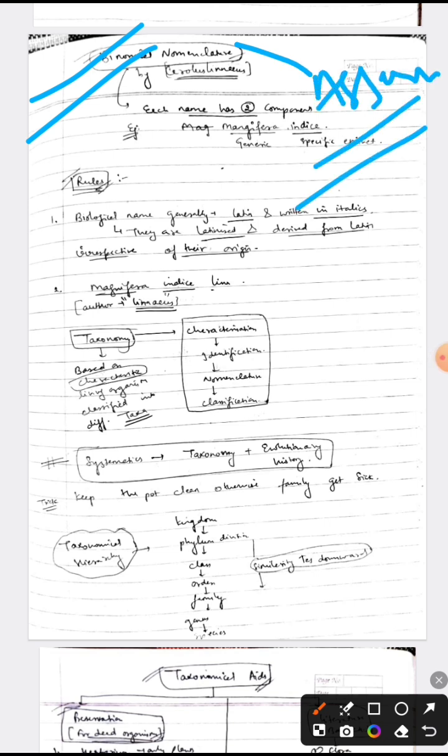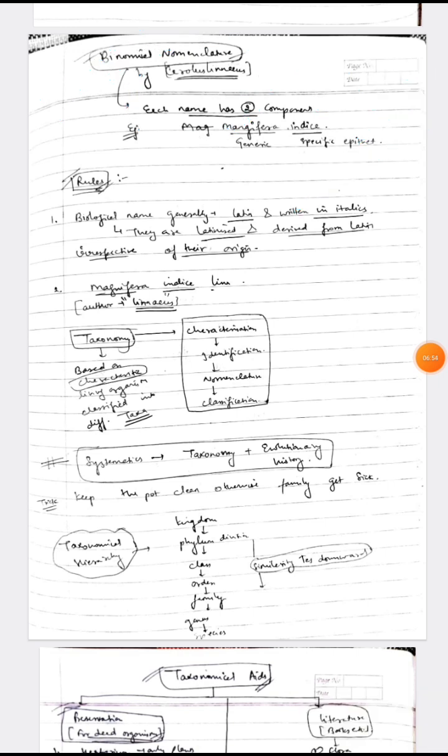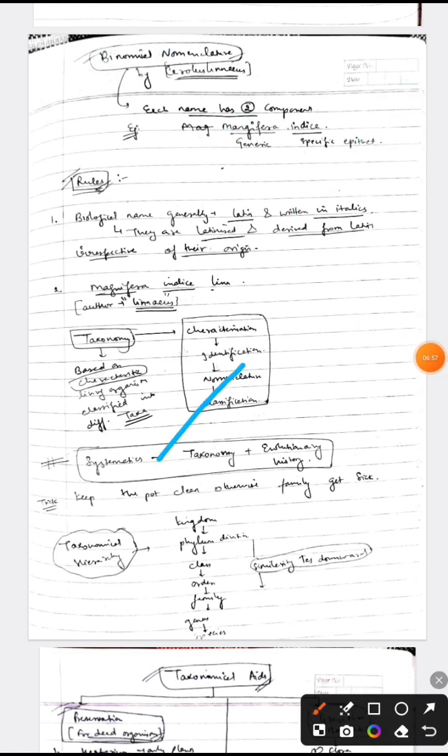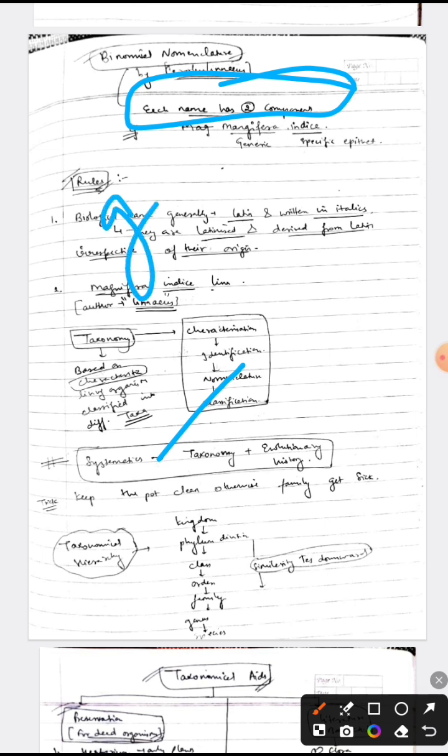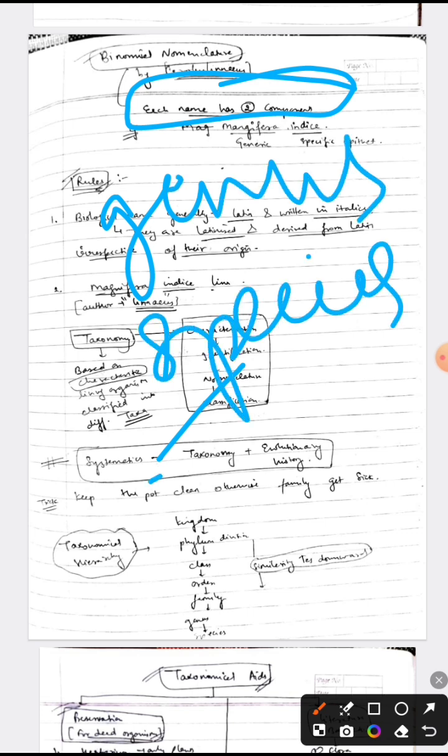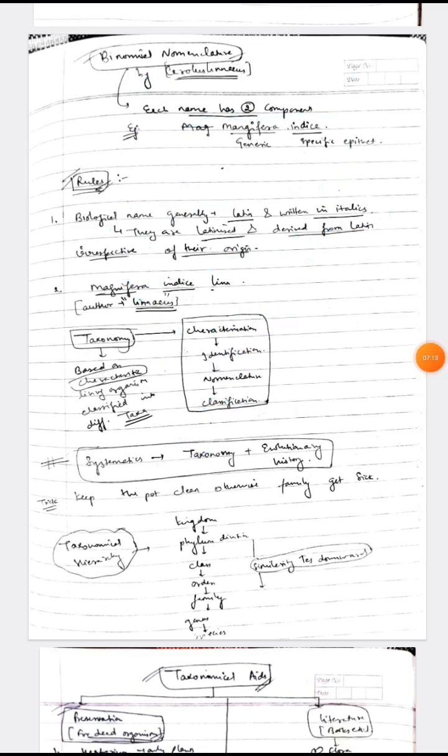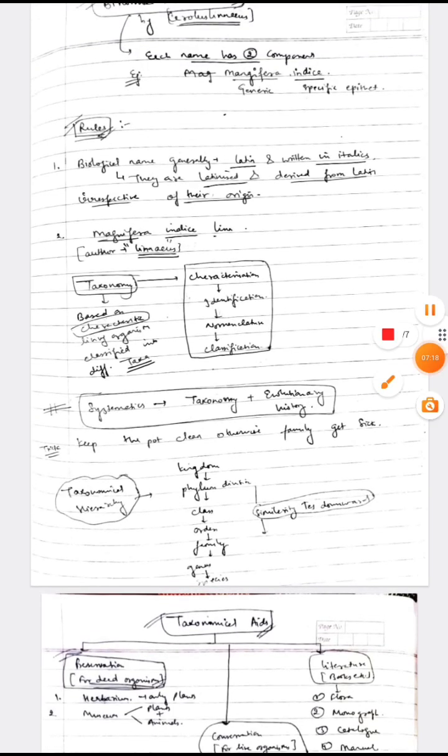Generally NTA asks you the name of the scientist who gave the term binomial nomenclature. So that is your Carlus Linnaeus, the scientist who gave the term binomial nomenclature. So always remember he said that each biological name mainly consists of two components. One is known as the genus and the other one is known as the species epithet. So there are two components present in the biological name of a species. First is your genus name, the other one is your epithet name.